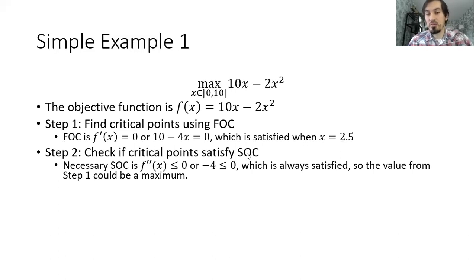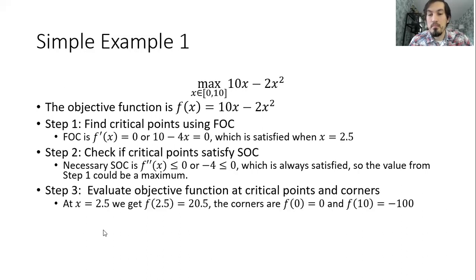Okay, let's check the second order conditions. Right now, let's just check the necessary ones. And that is that the second derivative is negative or 0. It is negative. In fact, it's always negative. So clearly it's negative for x equals 2.5 because it's always negative. That means what you found in step 1 could be a maximum.